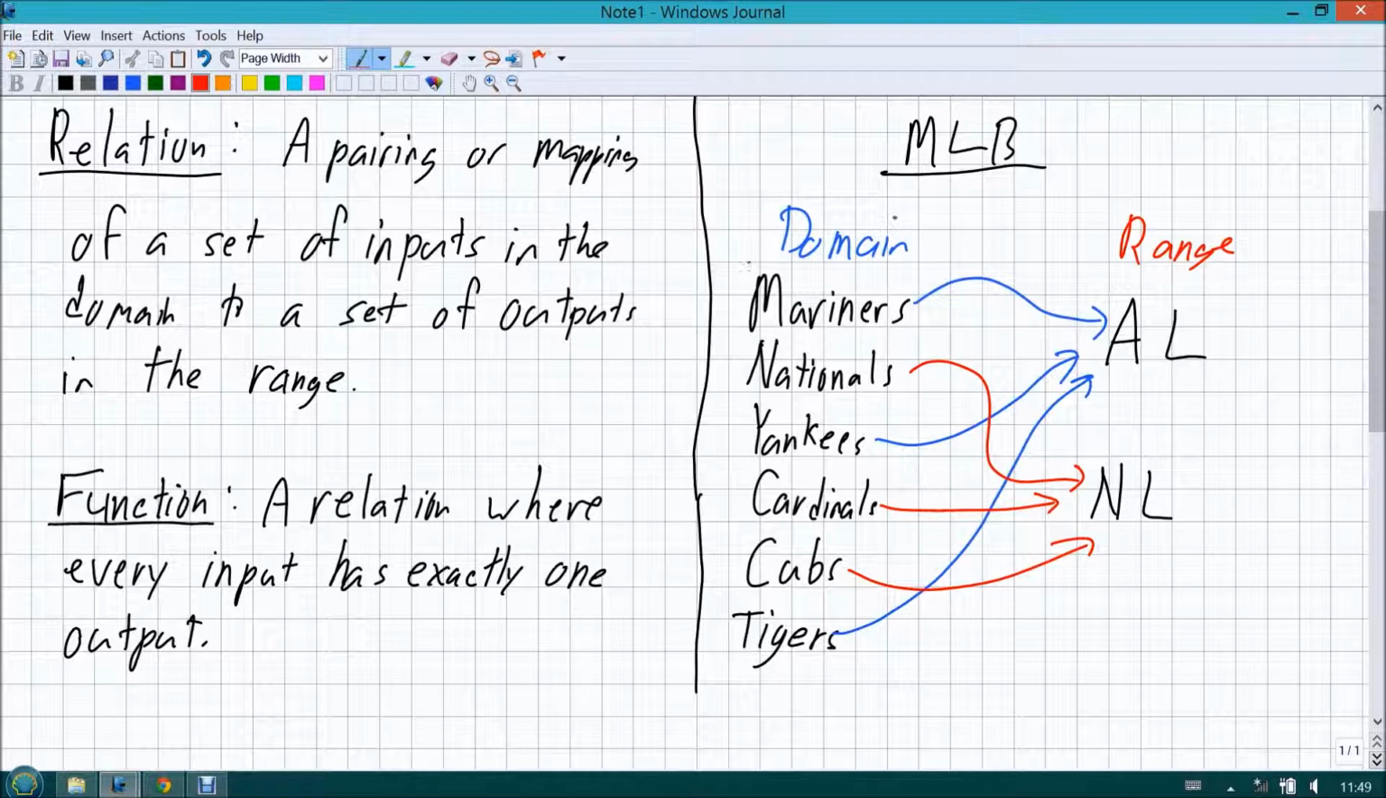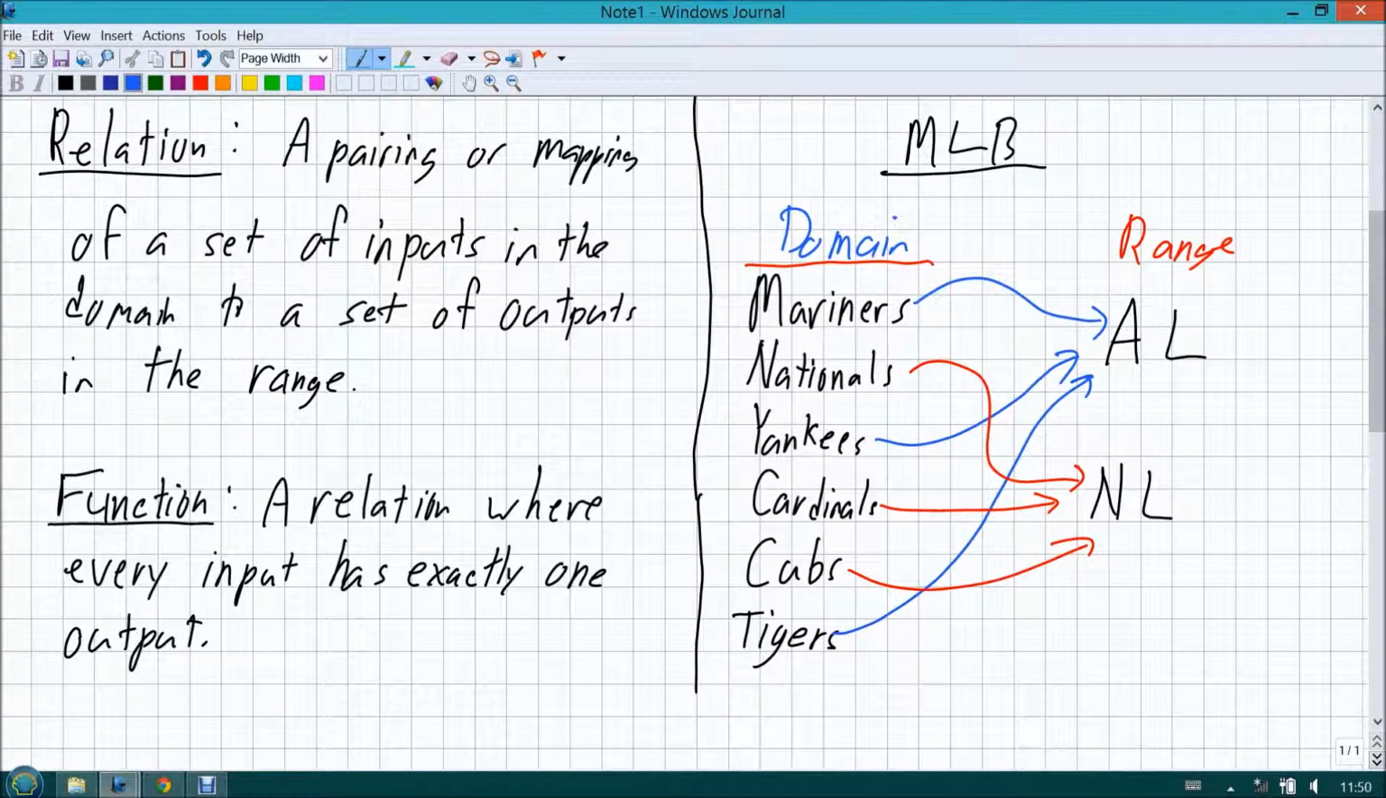If we're looking at all of the teams in the domain, the Mariners, the Nationals, the Yankees, the Cardinals, the Cubs, and the Tigers, every single one of those has exactly one output. The Mariners go only to the American League. The Yankees go only to the American League. The Tigers go only to the American League. While the Nationals go only to the National League, the Cardinals go only to the National League, and the Cubs go only to the National League.